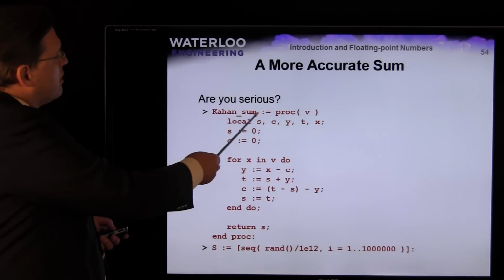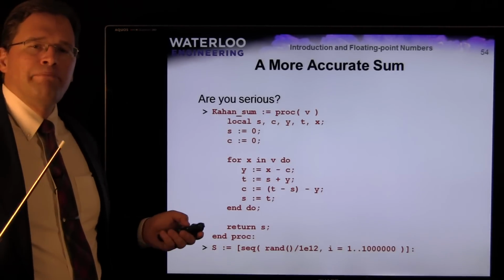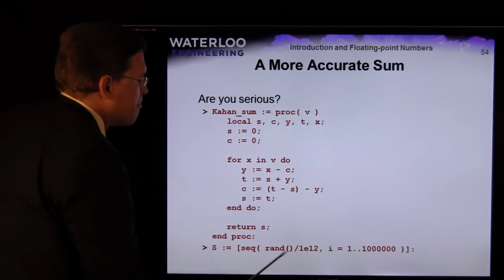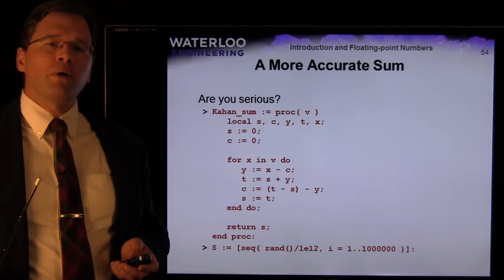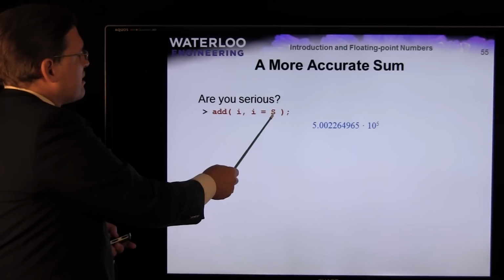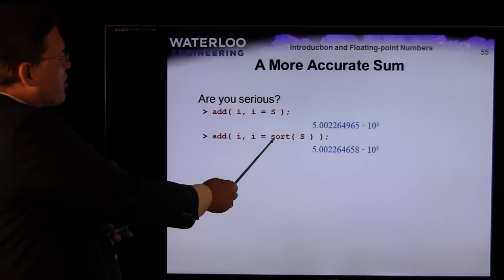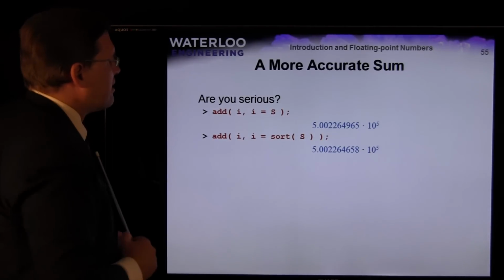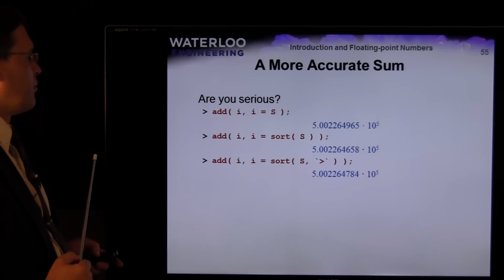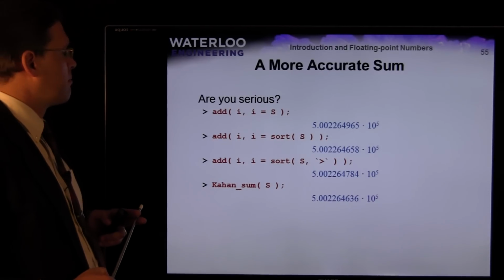So what I can do is I can implement the Kahan method in Maple, and now I can create, in this case, 1 million random numbers between 0 and 1. I can call the add function. So for everything in this list, add it up. I get this value here. If I sort them first, I get a slightly different value. If I sort them in descending order, I get a significantly different value. And if I call Kahan, I get a fourth different number.